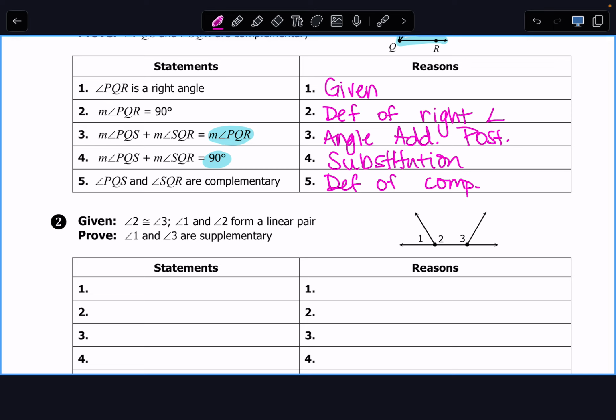I am confused about number 10. So basically, anywhere there's a blank, I want you to fill it in. So what's this reason? But why is there a given right here? Since there's two pieces of given information.